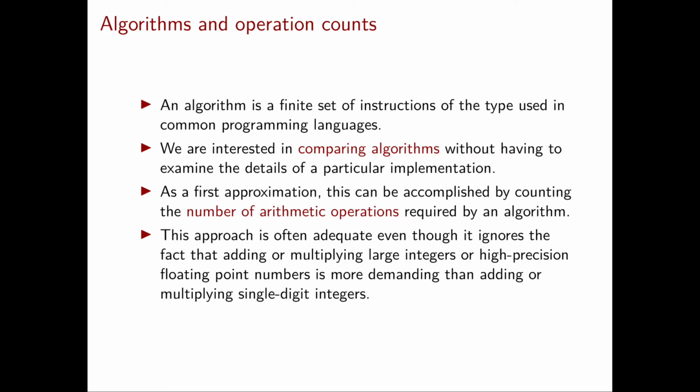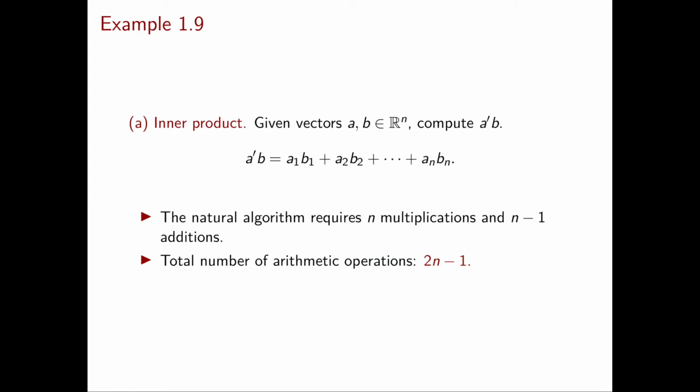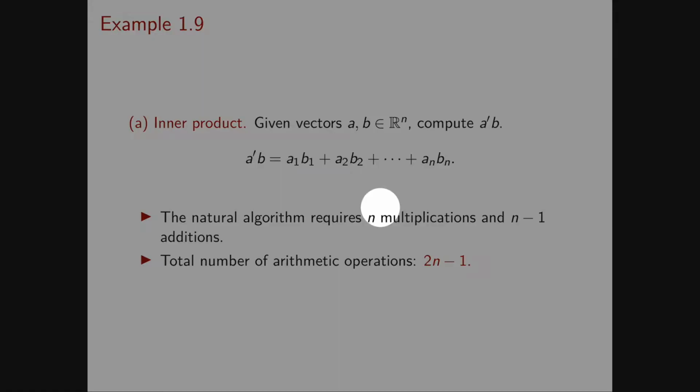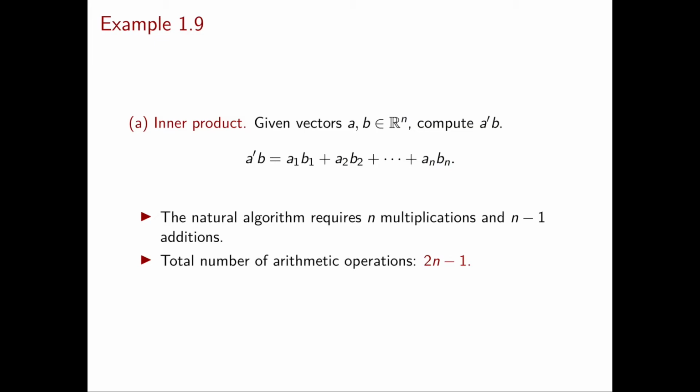But for now, just remember that we only count the number of arithmetic operations and we don't care about the number of digits in the numbers. So let's see immediately some example. Let's say that we have two vectors a, b in R^n and we want to compute the inner product A transpose B. So what is the definition of inner product?